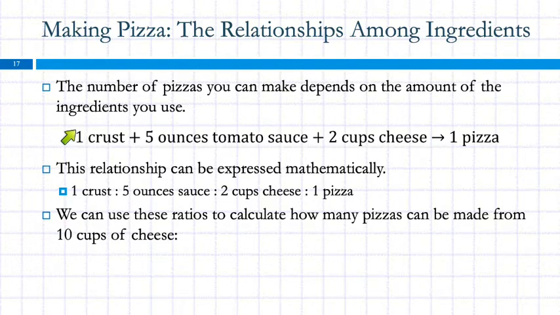So we can express this recipe mathematically as ratios: 1 crust to 5 ounces of sauce to 2 cups of cheese to 1 pizza. We can look at, we need 5 ounces of sauce to make 1 pizza. I need 2 cups of cheese for every crust to make a pizza, right? We can use those ratios to figure out, well, if I had 10 cups of cheese, how many pizzas could I make? How many pizzas could I make with 10 cups of cheese?